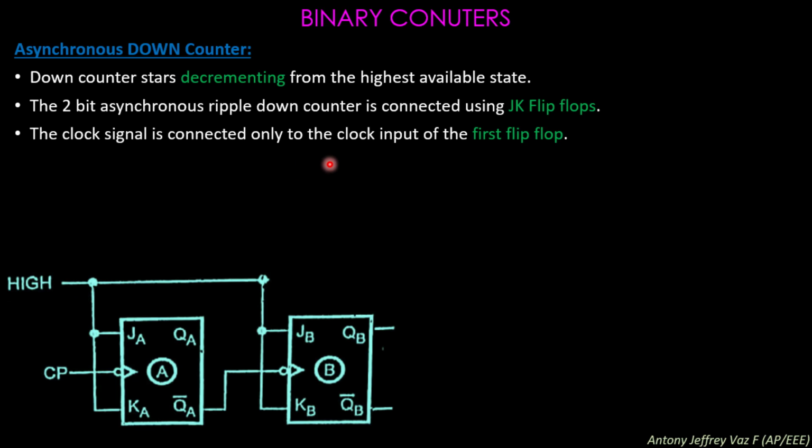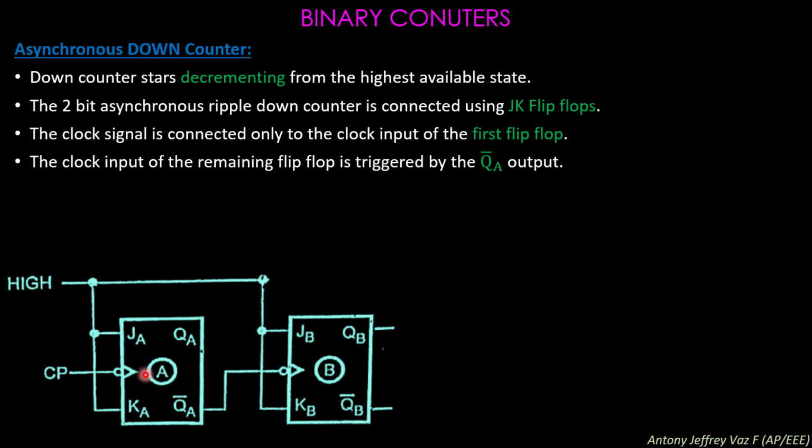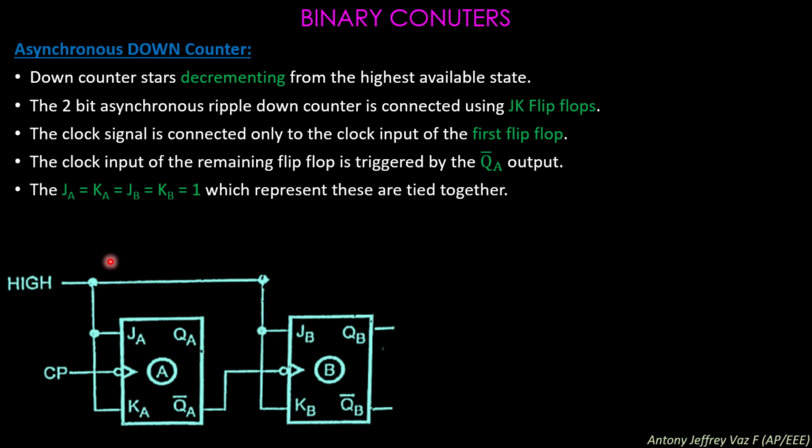The clock signal is connected only to the clock input of the first flip-flop. So the clock signal is given only to the first flip-flop, whereas the second flip-flop is going to work with the QA bar signal driving the clock. The clock input of the remaining flip-flop is triggered by the QA bar output. In this case also, you may see the JA, KA, JB and KB values are represented to be 1.